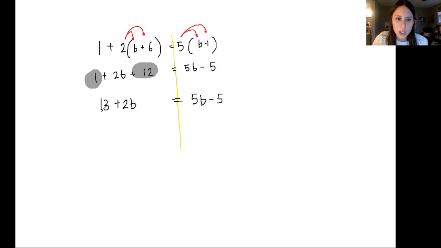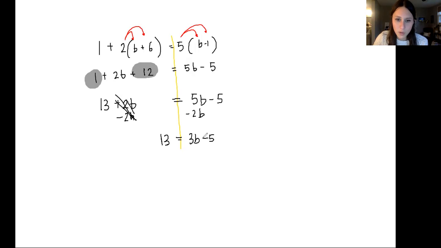Now I've got like terms of 13 and negative 5 and 2b and 5b. So maybe I'll bring this 2b over, subtract it. So I'm taking it off over here. When you take something off, that's when you have to do it on the other side as well. Okay, so now this becomes 3b minus 5 and then 13 over here.